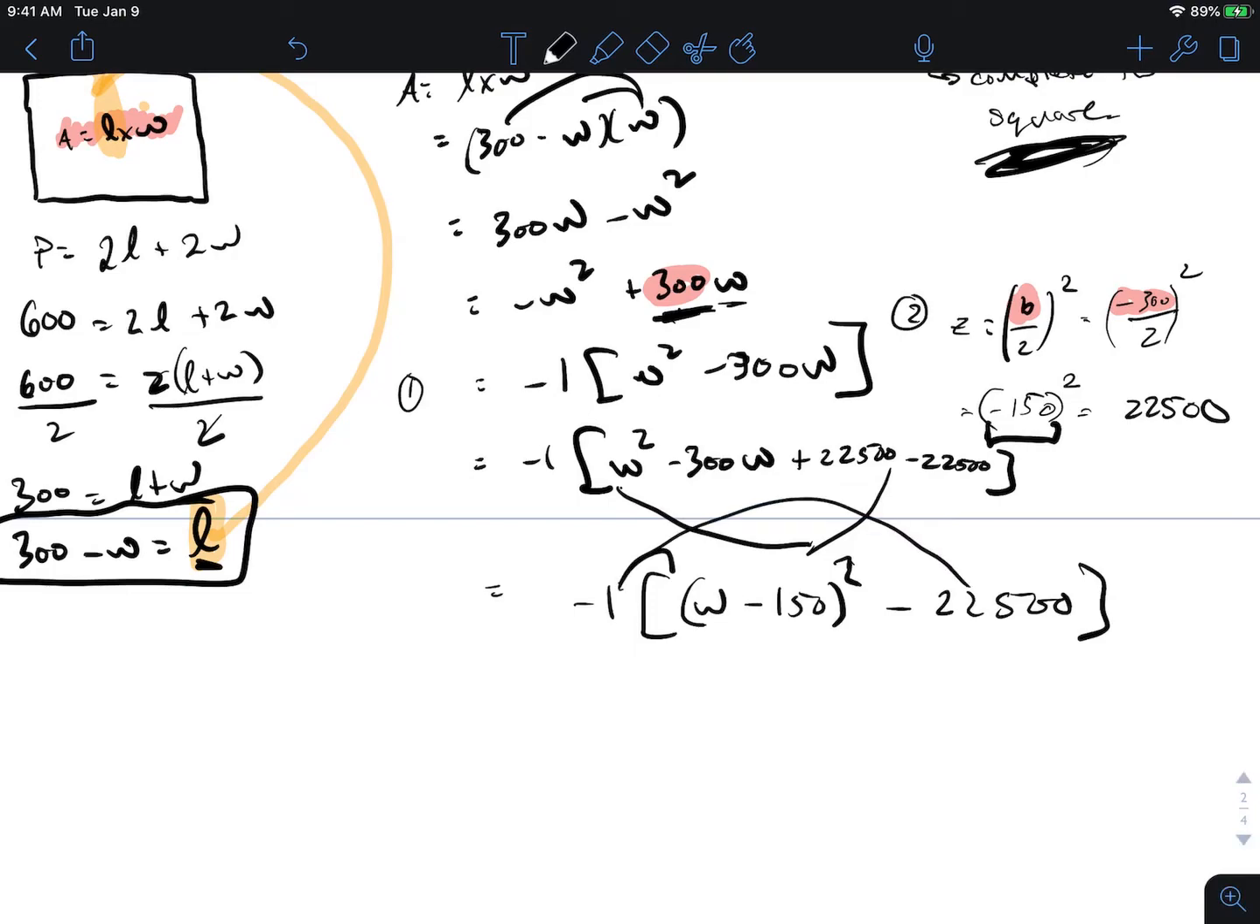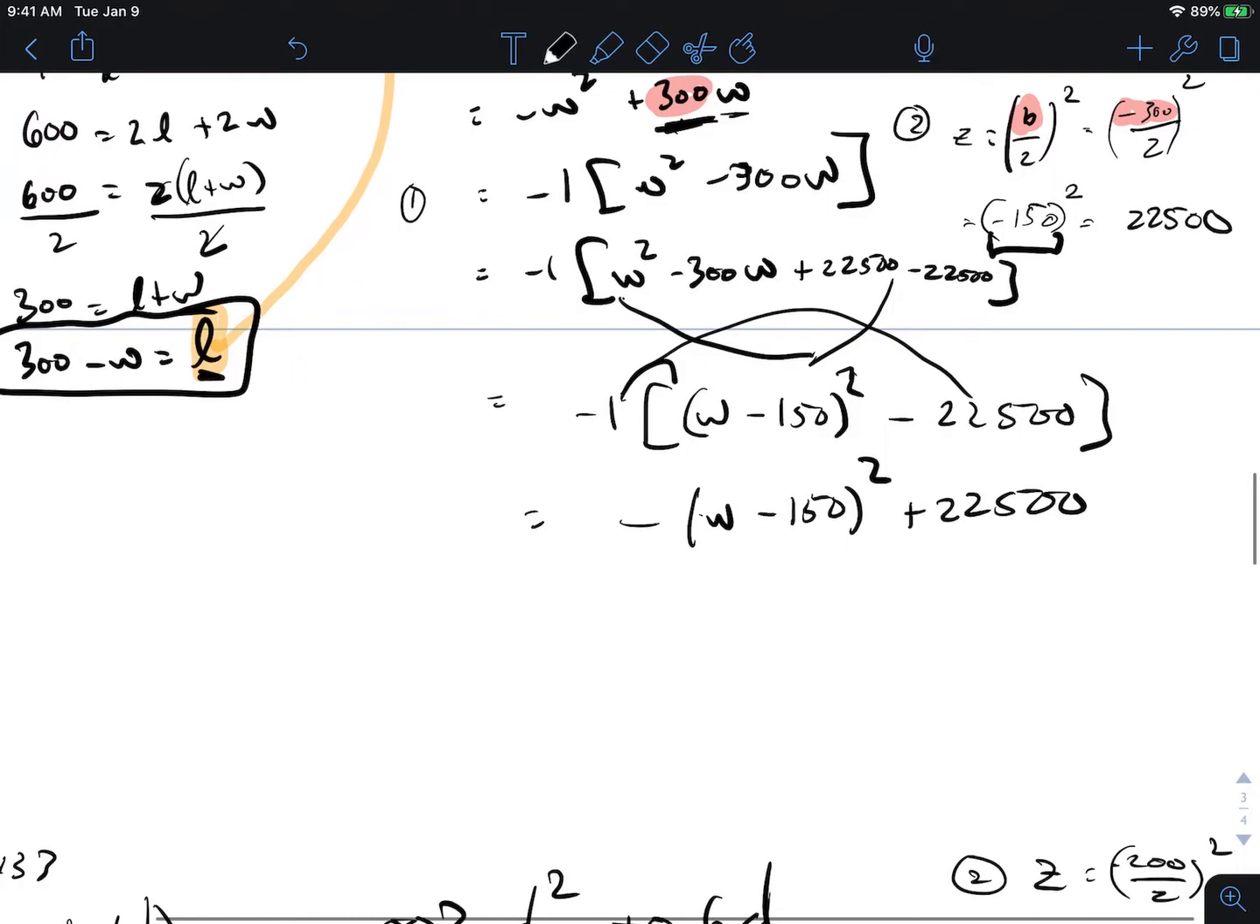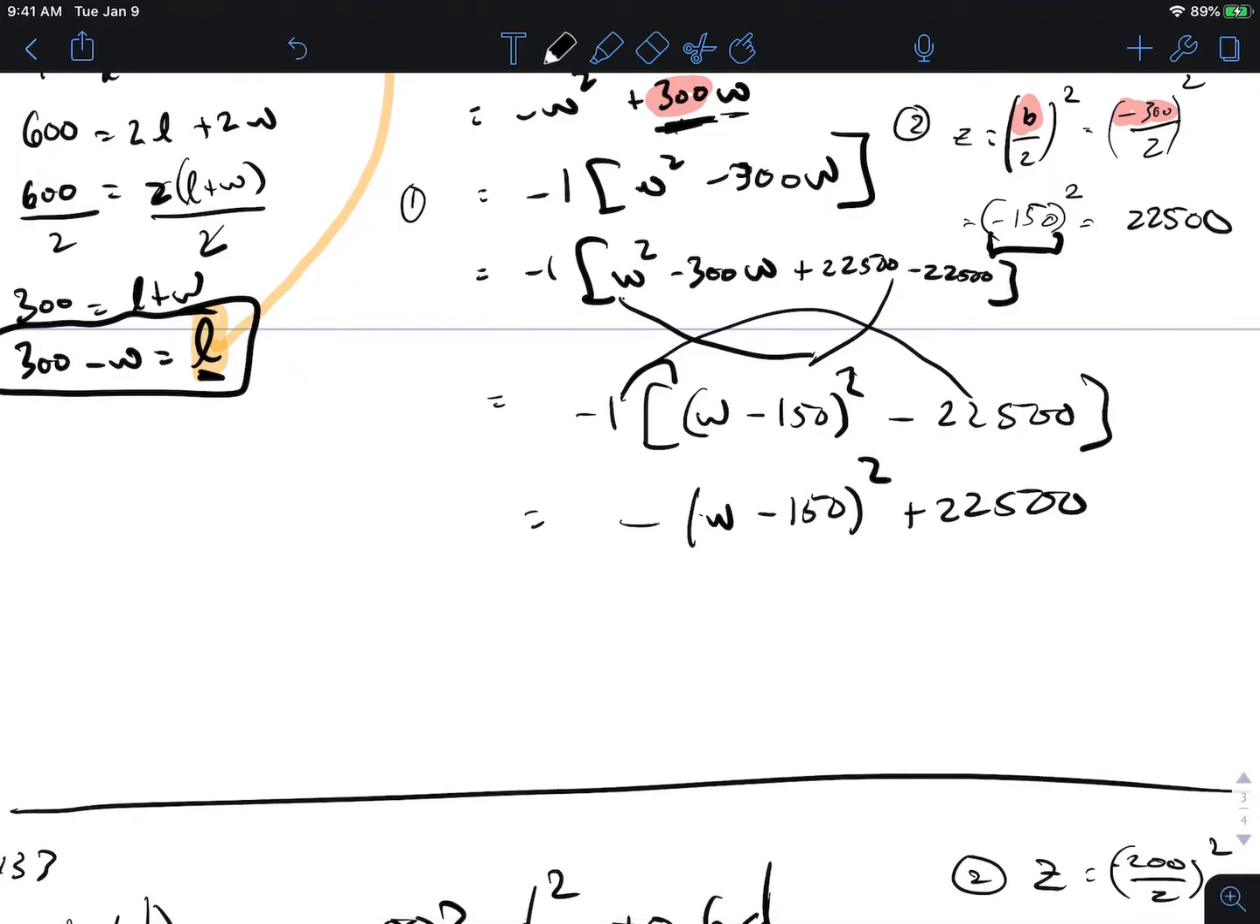And then I just distribute the negative 1 in. And then the question's over. I read the vertex. So I get a negative out front, which makes sense because it's asking me for a maximum, so I must know that the parabola is opening down. W minus 150 squared plus 22,500. So my vertex is 150 and 22,500.